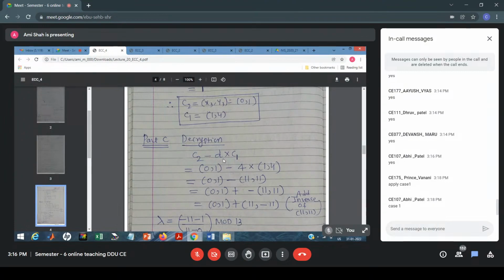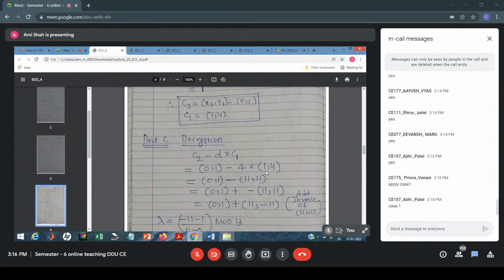So now Bob uses this equation that I have already explained: C2 minus D cross C1. So what is C2? C2 is (0, 1), minus the private key D, which is 4, multiplied with C1, which is (1, 4). This is one point and this is another point.